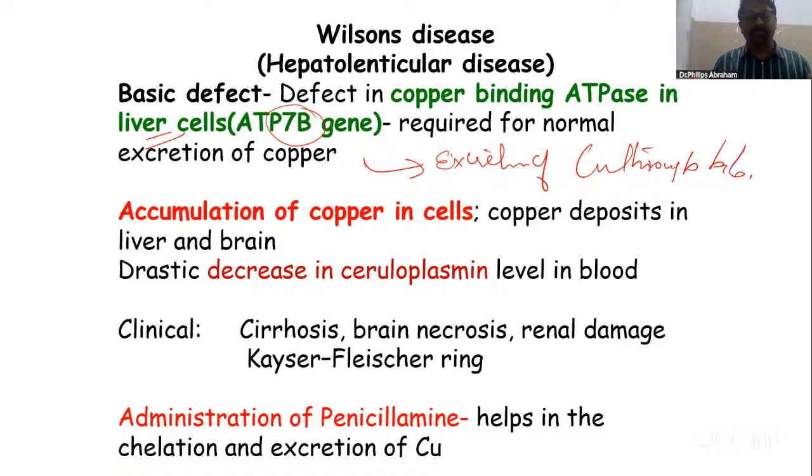So if there is a defect of the ATP7B gene and a defect of the copper-binding ATPase in the liver, what will happen? That leads to accumulation of copper. Please note, in Menkes disease it was deficiency of copper. In Wilson disease, it is accumulation. There comes a ring, the Kayser-Fleischer ring, around the cornea. Okay, so those are the two disorders related to copper.